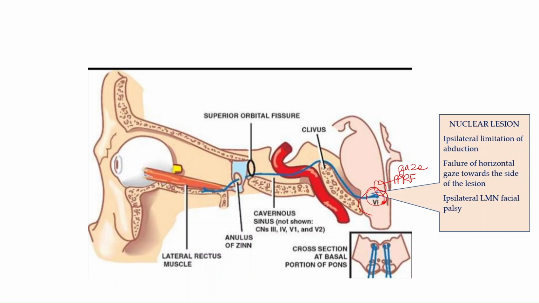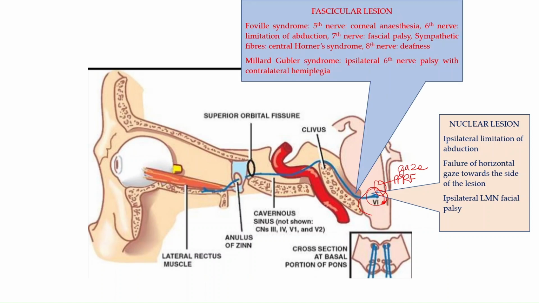After that, the nerve comes out from the ventral aspect of the brainstem, and this is known as the fasciculus. It's very close to the pyramidal prominence. Also, it can cause Foville syndrome as the fasciculus passes through the PPRF. It is also very close to the other nerves. So the 5th nerve affection will cause facial anesthesia. Then 6th nerve associated with gaze palsy may be there, 7th nerve palsy, and then central Horner syndrome, and 8th nerve deafness can be there.